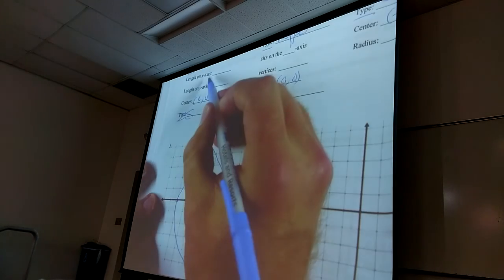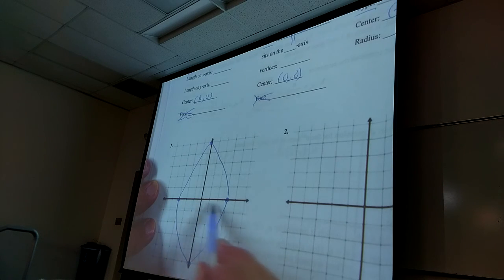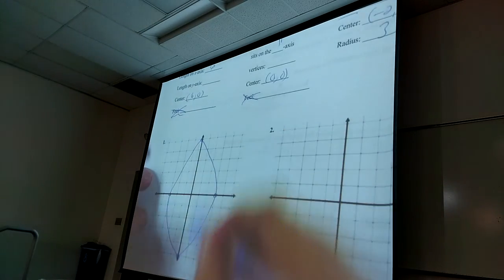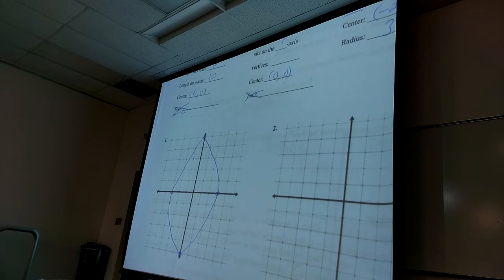So now, what is the length on the x-axis? 6. How long is it on the y-axis? 10. Good. Just double the 3 and the 5, because that's how far you go out in both directions, so of course you end up with double that total.